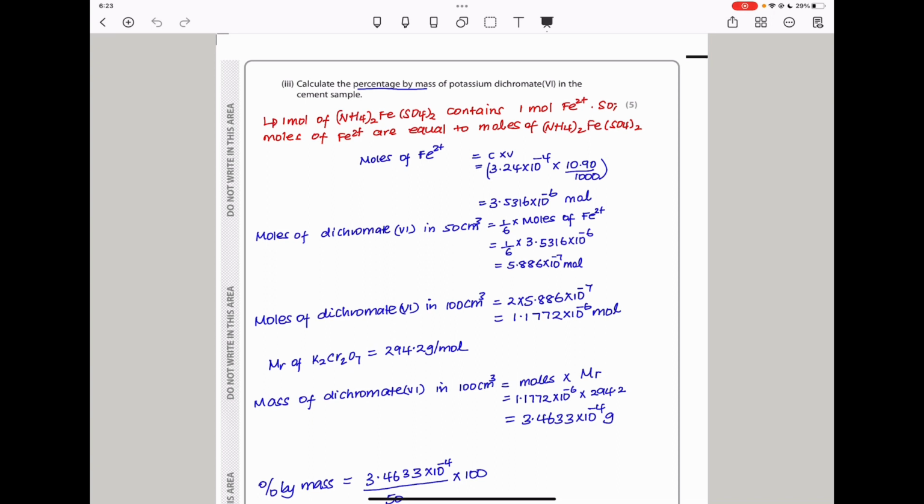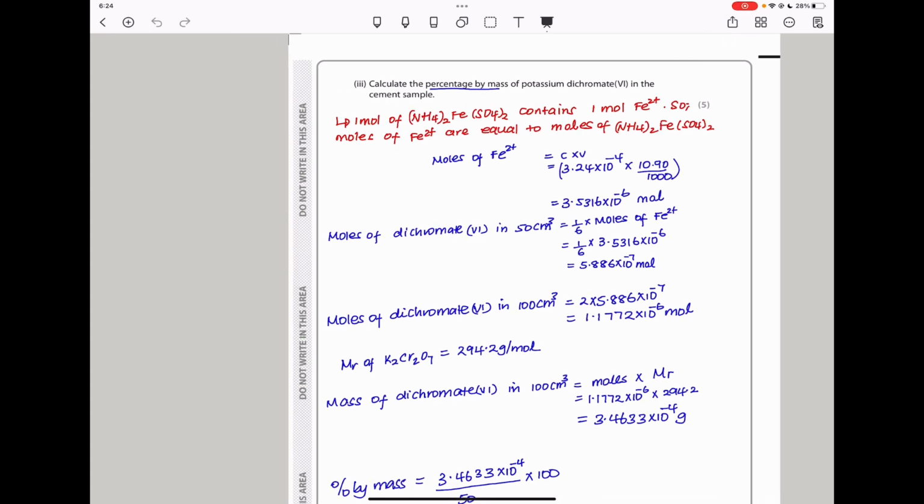Remember, each mole of this whole thing contains 1 mole of iron. So since they mixed ammonium iron(II) sulfate, it doesn't matter. 1 mole of ammonium iron(II) sulfate contains 1 mole of iron. So the moles of iron(II) sulfate and the moles of iron are going to be exactly the same. Moles of iron(II) equal concentration times volume. What I did here is concentration times the volume, and the volume has to be divided by 1,000 to convert it to decimeters cubed. So the answer I got was 3.5316 times 10 power negative 6 moles. Those are moles of iron(II).